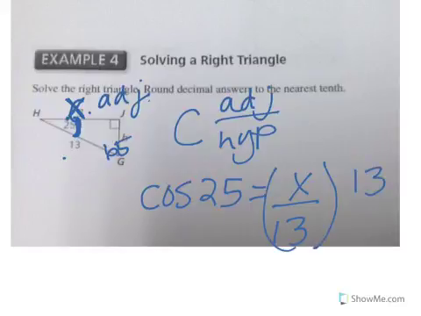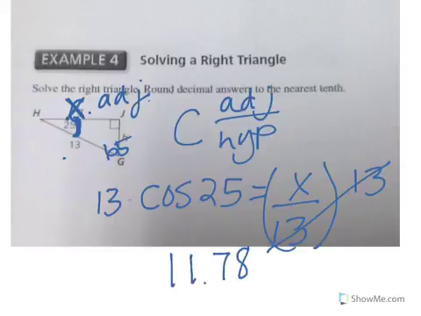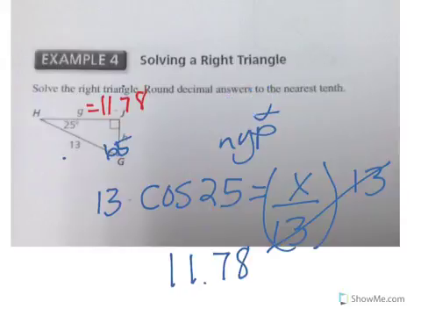And we're going to solve this for X like we normally would. To get rid of our 13 in the denominator, I would multiply it on both sides. So when we put it in our calculator, our answer for this one would be 11.78. So that would mean side G equals 11.78.